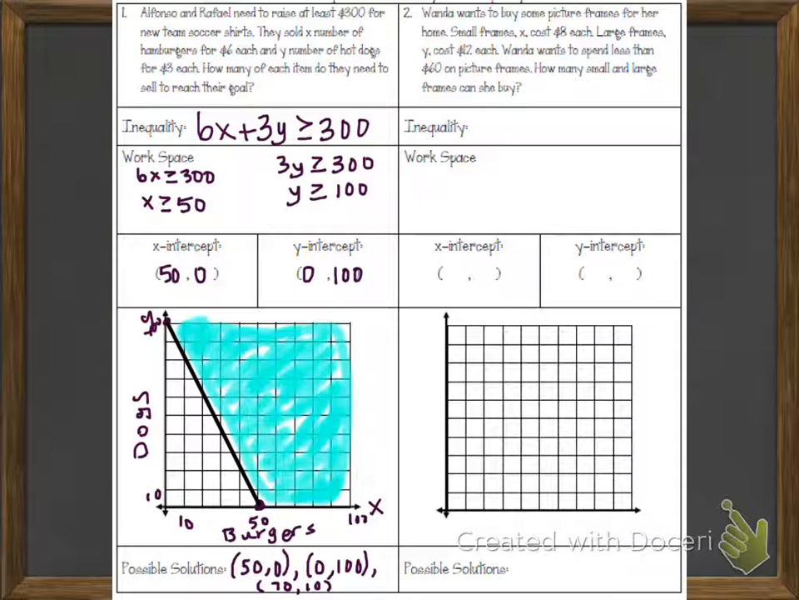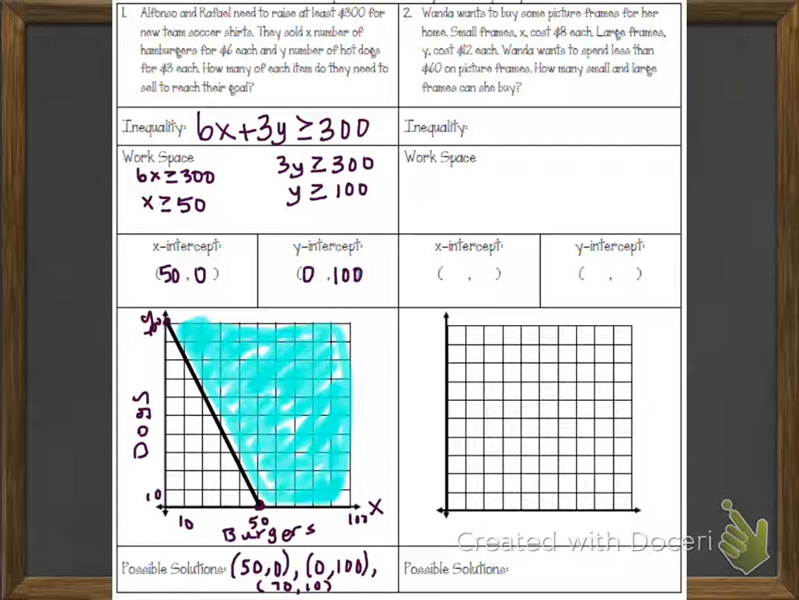All right, so here are going to be the first two problems on tonight's homework worked out for you. The first one I already have completed. So when you read the problem, you learn that Alfonso and Raphael need to raise at least $300. So that means that whatever they earn has to be greater than or equal to $300.